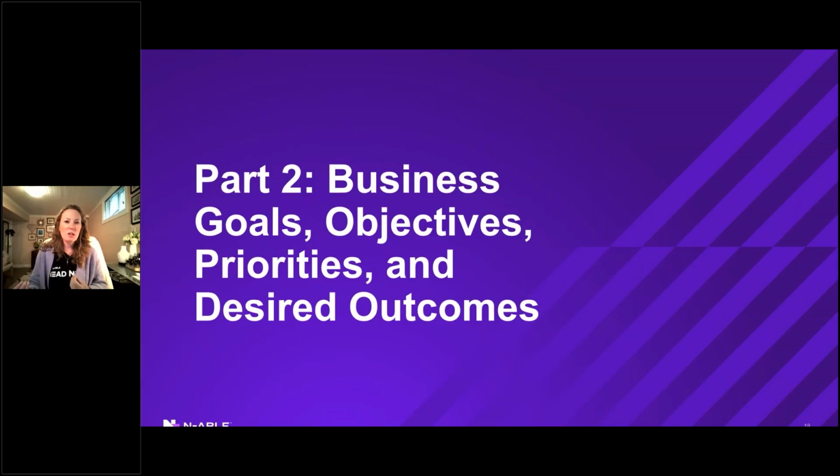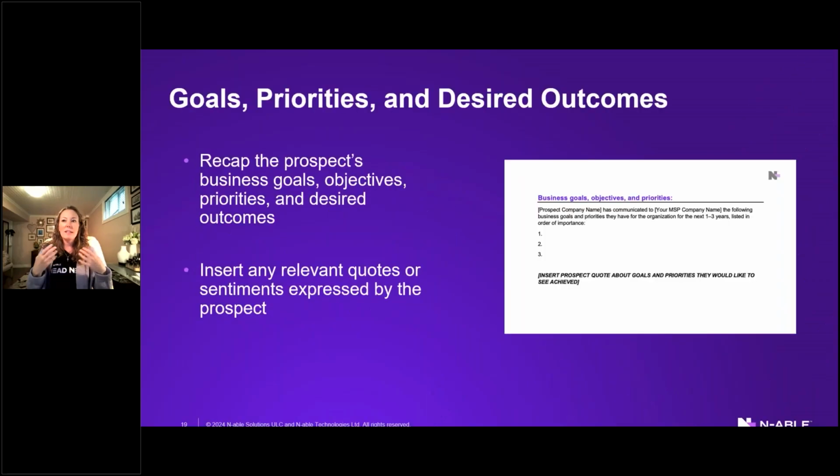Part 2, this is all about outlining their business goals, their objectives, their priorities, and the desired outcomes. This is the section where we're basically recapping and reviewing the prospect's goals, objectives, priorities, and desired outcomes. This was all information and data that you were able to collect in the qualification and the assessment stages earlier. So this is one of those sections where it would be fantastic if you can insert any relevant quotes or sentiments that the prospect has expressed to you in those previous conversations to continually remind them as to what they have communicated to you.